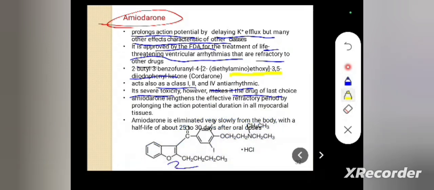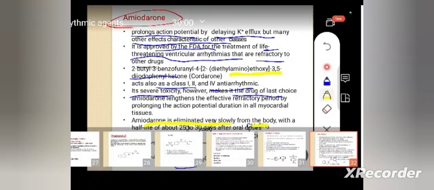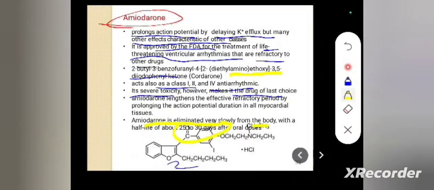Amiodarone is eliminated very slowly from the body, with a half life of about 25 to 30 days. So remember this one point: the half life of amiodarone is about 25 days after oral administration. It requires 25 days.